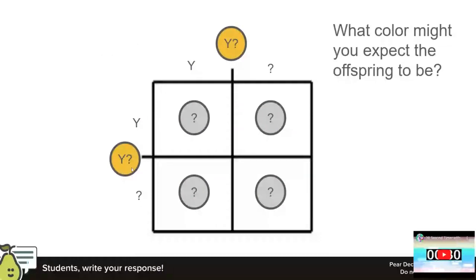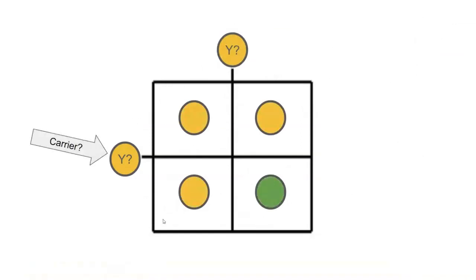Now he knew he had at least one yellow allele because they were the color yellow, but he wasn't quite sure what was happening with that second allele. So what color do you think the offspring was this time? Well, it turns out that 75% of the offspring was yellow, but 25%, 1/4 of the offspring, were green. So that led him to the conclusion that maybe these yellow peas are carriers for this disappearing green gene.